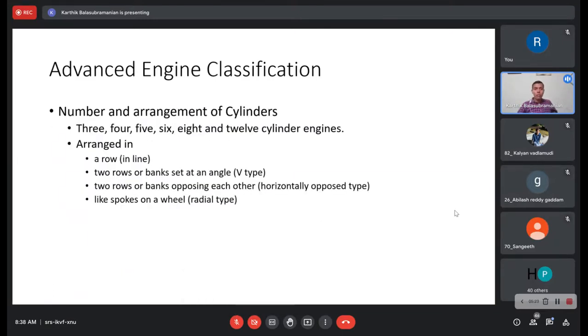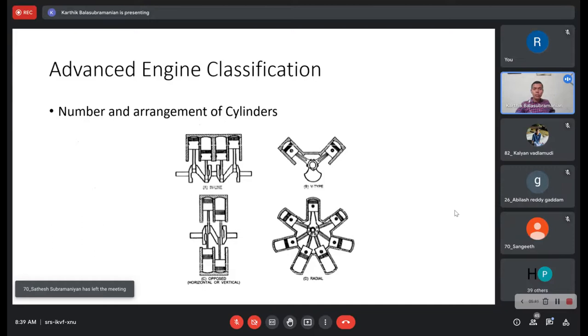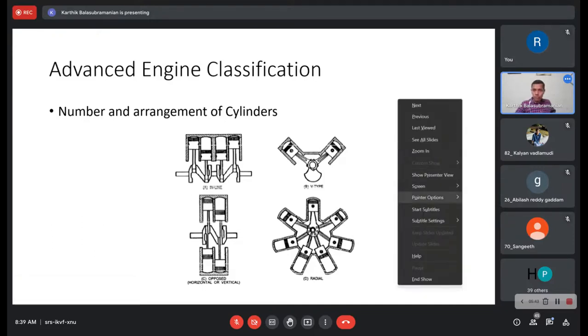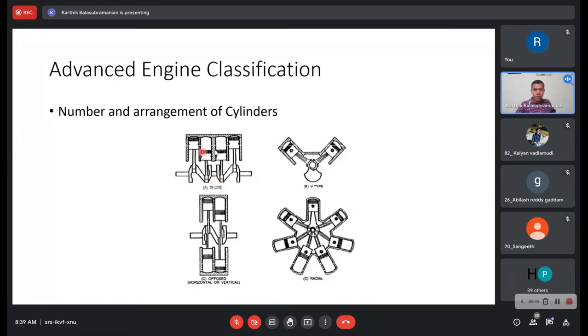Before that, number of cylinders you can have a row of cylinder in line or two rows V type, two rows horizontally opposed you can have, or you can have radial, like spokes on a wheel, radial type, right? So you can see typically these are, yeah, this is inline engine, inline four cylinder engine. This is two cylinder V type, and this is horizontally opposed four cylinder engine. Two cylinders are on the top. I mean, horizontal or vertical. What is shown here is vertical. If you just flip it, it is horizontal.